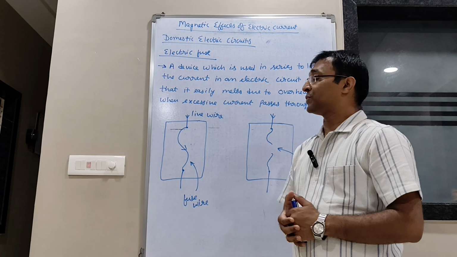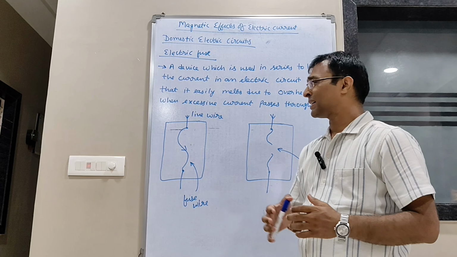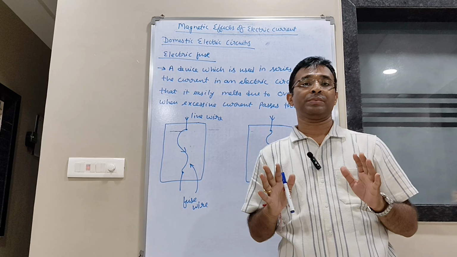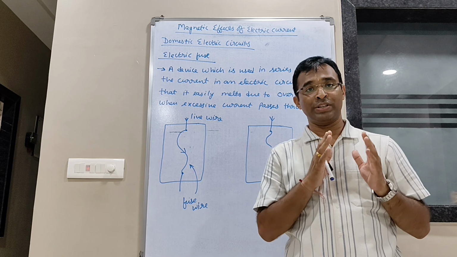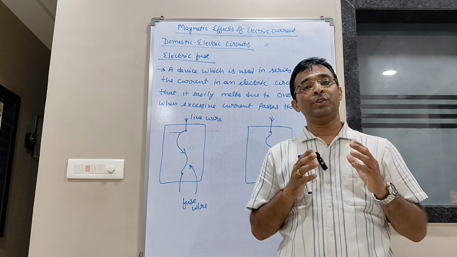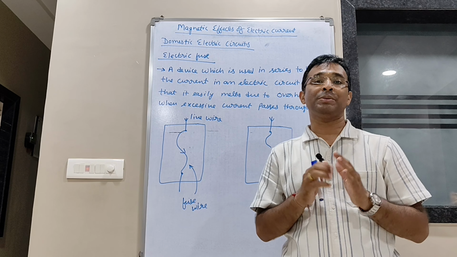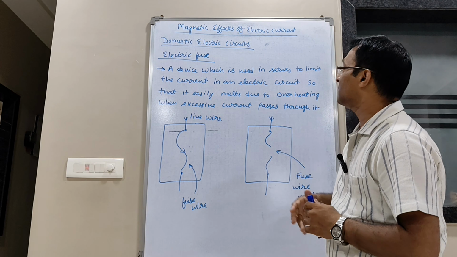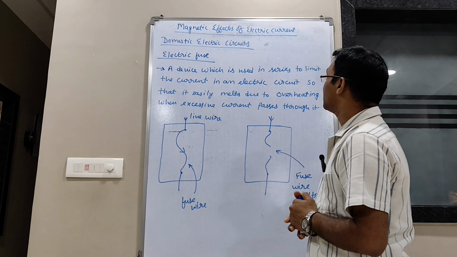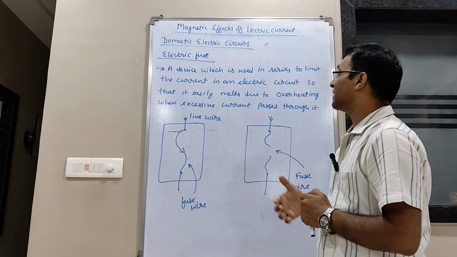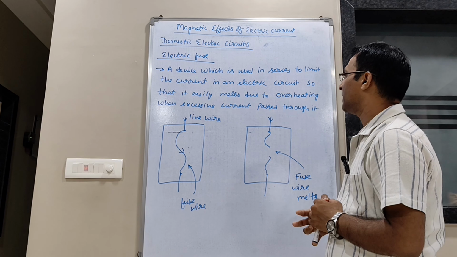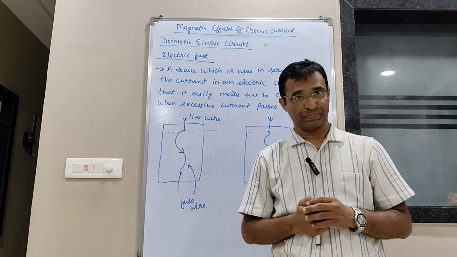नेक्स्ट, इलेक्ट्रिक फ्यूज़। इन करंट टाइम्स वी डोंट यूज़ इलेक्ट्रिक फ्यूज़। ये पहले के टाइम में यूज़ किया जाता था। इन टुडेज़ वर्ल्ड वी आर यूजिंग MCB in our house. So what is an electric fuse? A device which is used in series to limit the current in an electric circuit so that it easily melts due to overheating when excessive current passes through.